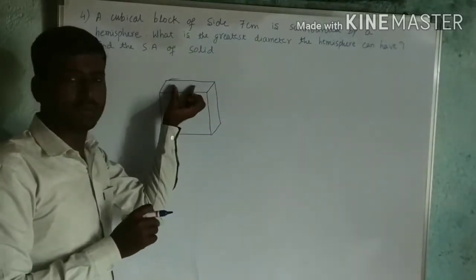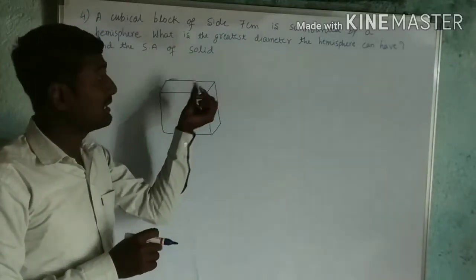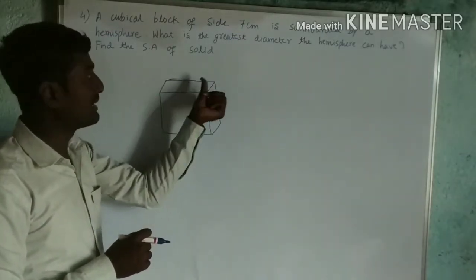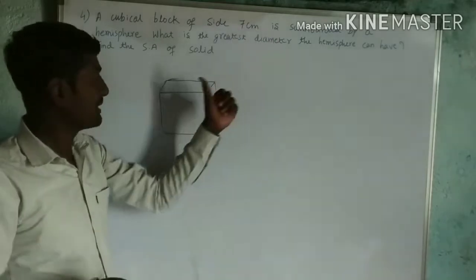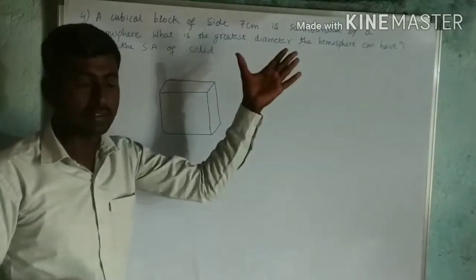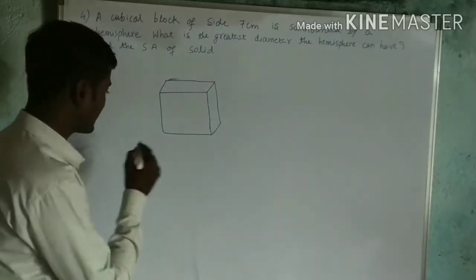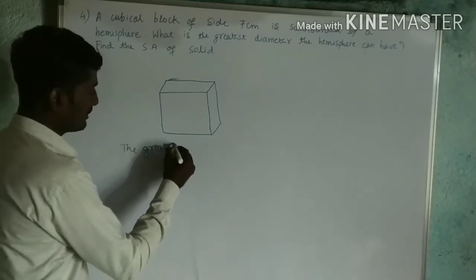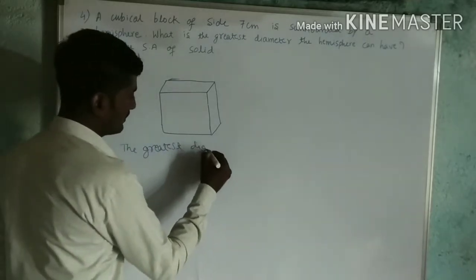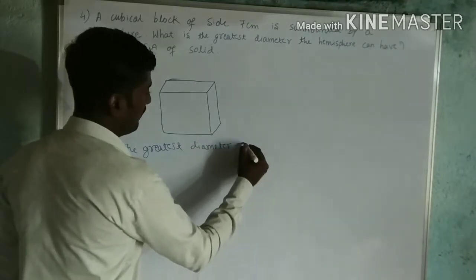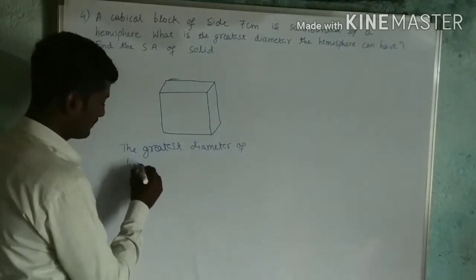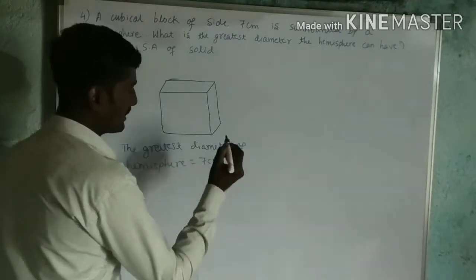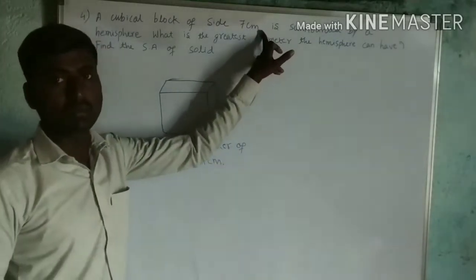We can reduce the diameter of the hemisphere, but we are going to find the greatest. So the greatest diameter of the hemisphere will be 7 centimeter only, because the edge of this cubical block is 7 centimeter. Okay. So for this question, I can write the answer. The greatest diameter of the hemisphere is equal to what? 7 centimeter. Because the edge of the cubical block is 7 centimeter.